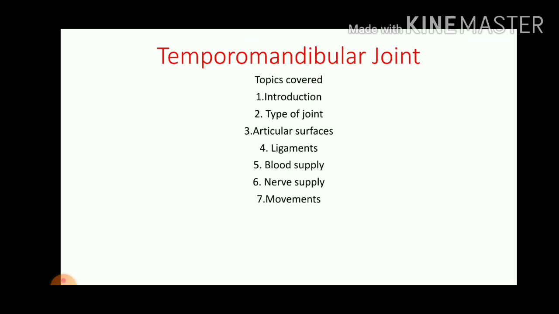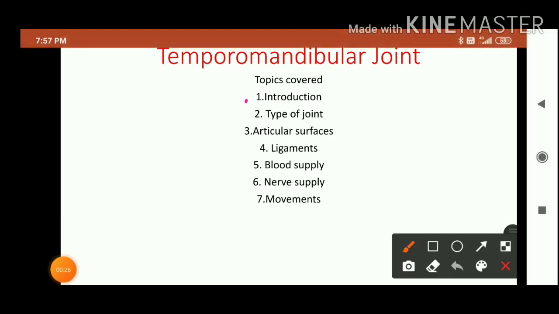A brief overview. We first started from the introduction part, then the type of joint. It is a synovial joint of condylar variety. Then we came to the articular surfaces, the ligaments, the fibrous capsule and the articular disc. The blood supply and nerve supply, in brief: blood supply from the maxillary artery and the superficial temporal artery, and nerve supply from the auriculotemporal nerve. And the movements, which are a very important part of the temporomandibular joint, and the muscles of mastication.